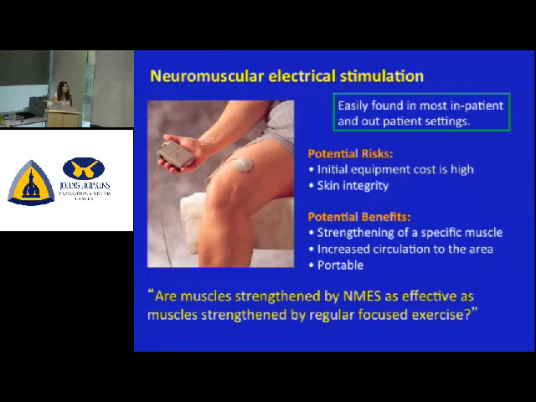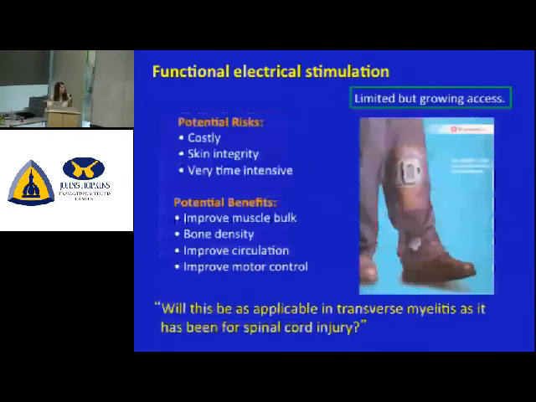What we don't know specifically is whether muscles strengthened by this type of stim are as strengthened as effectively as by regular exercise. The stimulation is trying to stimulate you from the outside in. And in combination, does that give you a greater advantage to strengthening muscles? A different kind of idea is functional electrical stimulation. The word functional appears to be the important word.